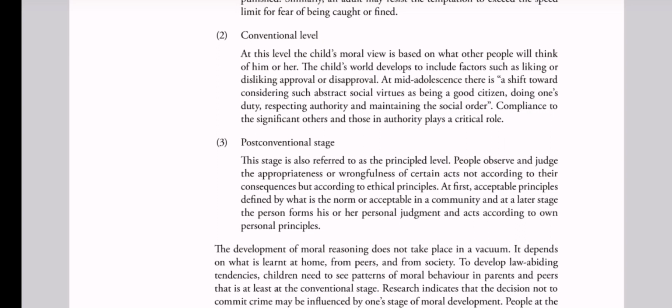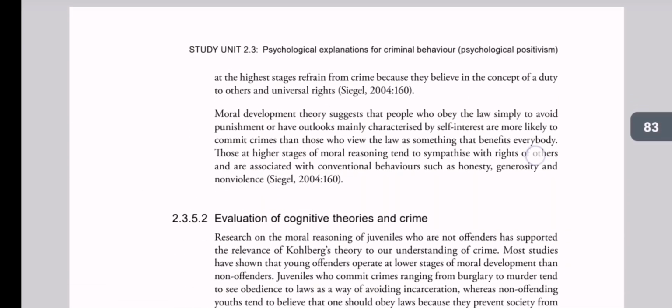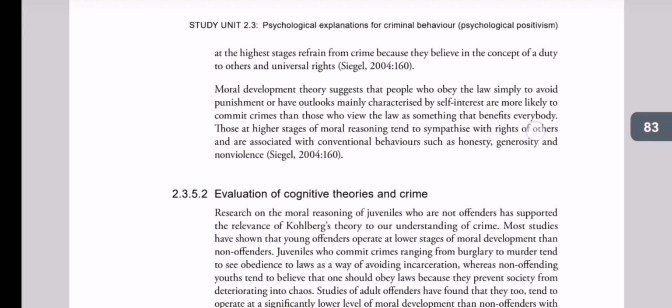People at the lowest level report that they are deterred from crime simply because of fear of punishment. Those in the middle consider the reactions of family and friends. Those at the higher stages refrain from crime because they believe in the concept of a duty to others and universal rights.